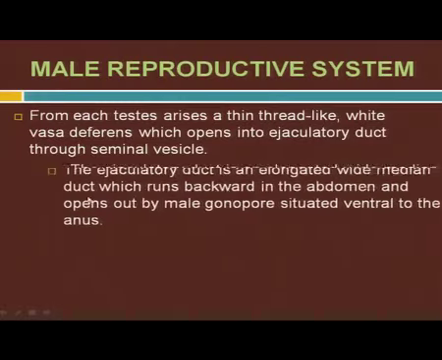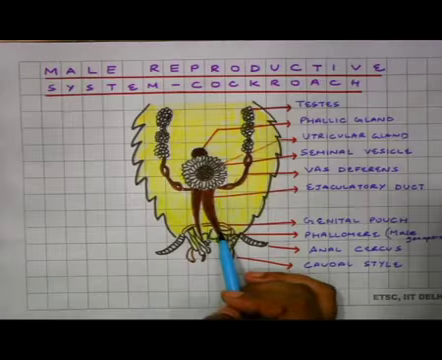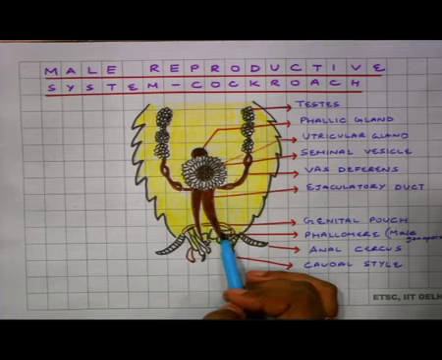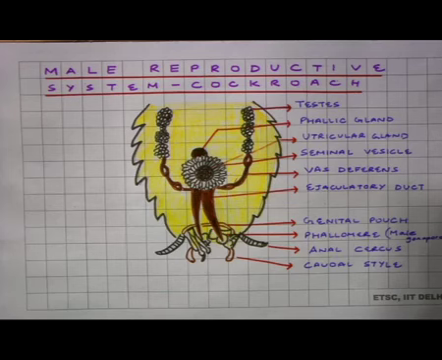From the ejaculatory duct is an elongated wide median duct which runs backward in the abdomen and opens out by a male gonopore. So, this is the ejaculatory duct, and here you can see the male gonopore, which is situated ventral to the anus.